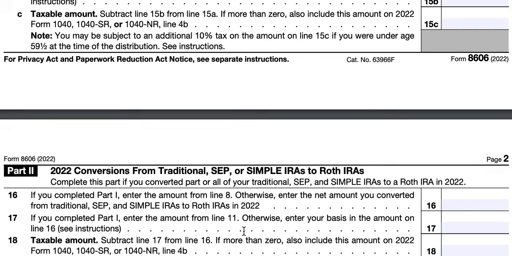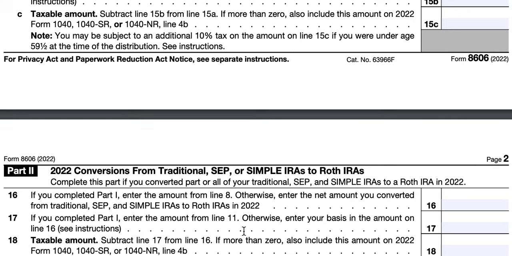If you didn't complete part 1, then enter the net amount that you converted from traditional, SEP, and SIMPLE IRAs to a Roth IRA. And then if you completed part 1, in line 17 you'll enter the amount from line 11. If not, then you'll enter your basis in the amount that was on line 16, and you can refer to the form instructions for more detail. Most taxpayers completing this form will carry these values down from part 1 that they just completed.